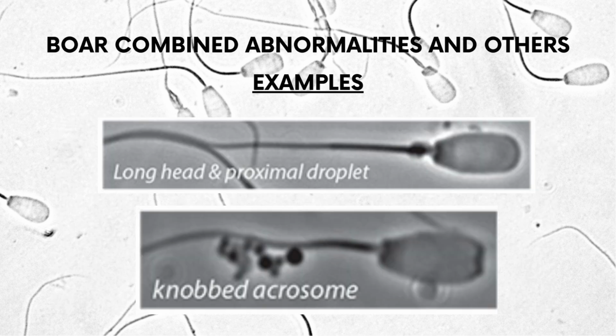Continuing with more examples, Picture 1 shows a sperm with an elongated head and a proximal droplet, suggesting poor maturation. The second picture illustrates a knobbed acrosome, a condition where the acrosome appears irregular or misshapen, potentially interfering with the sperm's ability to penetrate an egg.